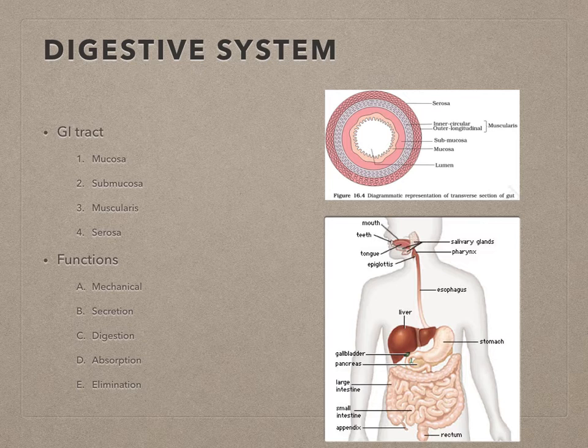The inner part of the tube is the lumen, and food winds up in the lumen, and that's the space inside the tube. And then the mucosa interacts with the food. It secretes materials to help chemically digest the food, and then it absorbs it. And the other layers support the functions of the mucosa and assist in several processes.